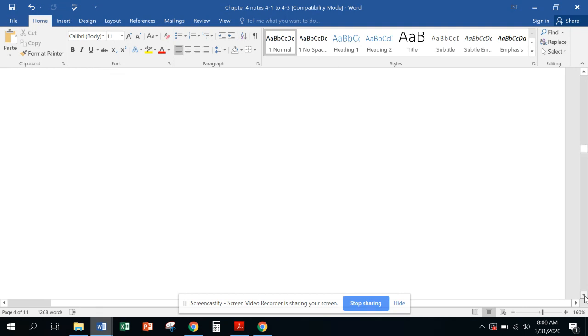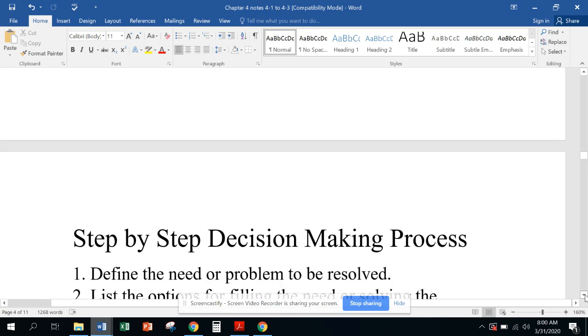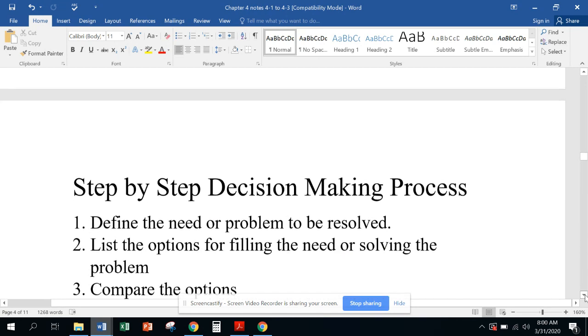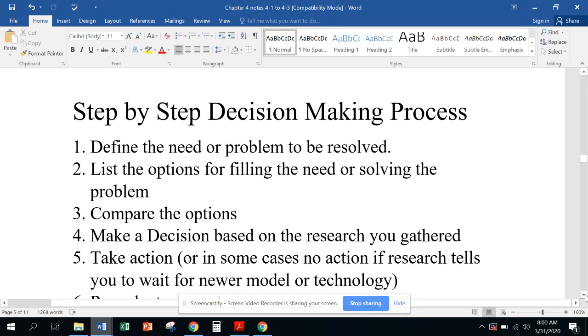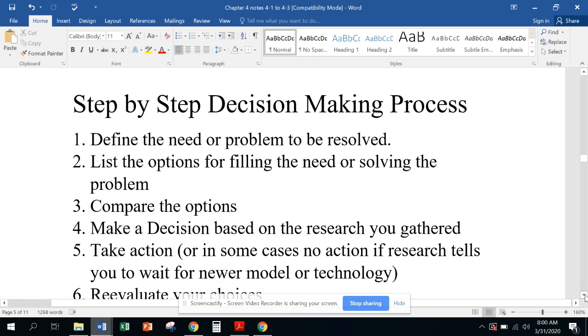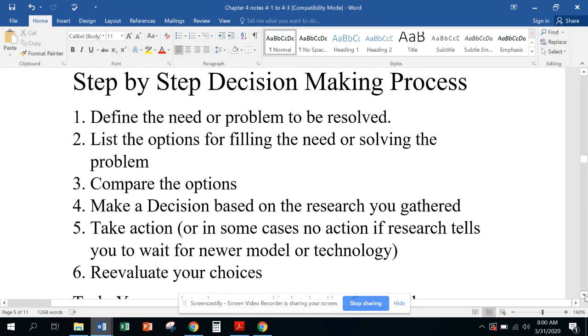Now we're going to get into what we're working on today. We're actually going to go through a step-by-step decision-making process. The first thing is we have to define what is the need, or what is the problem that we're working on. What's my goal here? Now the second step needs to be pretty broad and very thorough. List every possible option we have for filling that need, or solving that problem.